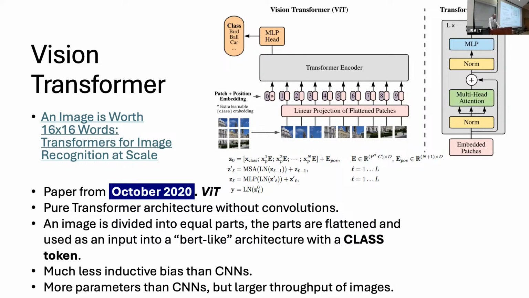Then they showed that we can be as good as ResNet on ImageNet, and we can even defeat it if we use 300 million more images. ImageNet has about 14 million images, so we need something like 20 times more data to be able to beat convolutional neural networks. But as I said before, it's not just a bad thing, it's also a good thing, right?